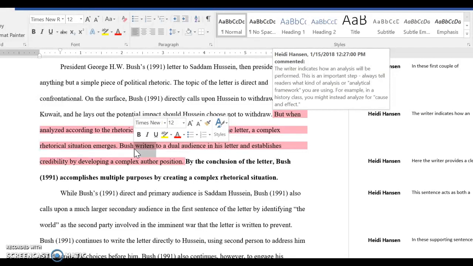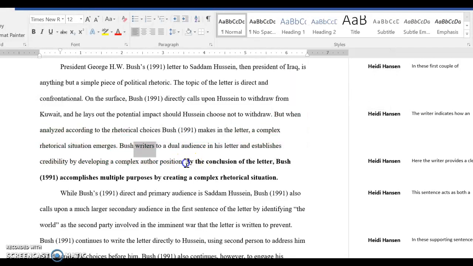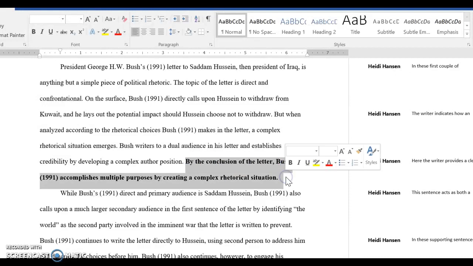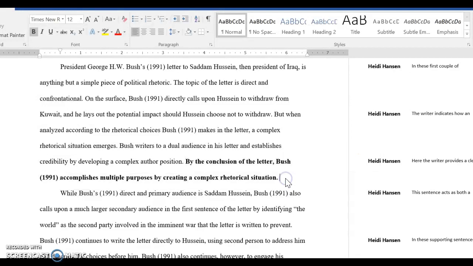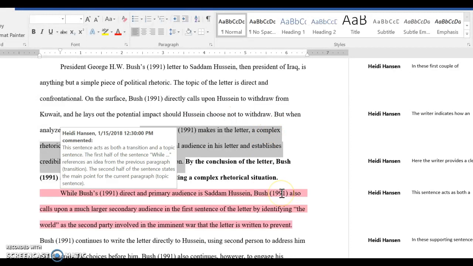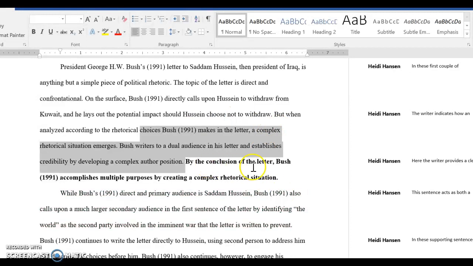And now I've got finally my thesis statement here. By the conclusion of the letter, Bush accomplishes multiple purposes by creating a complex rhetorical situation. So these details earlier in the paragraph kind of lead us to that thesis statement. So by the time I get there, it's not like out of left field.